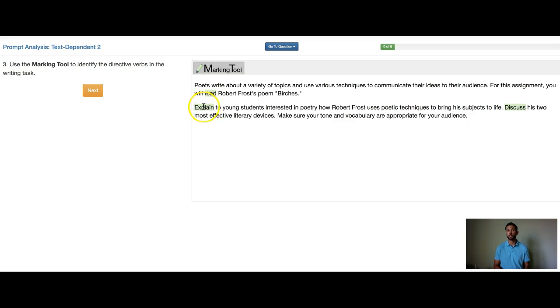So I'm not going to mark anything here, but I am going to mark discuss his two effective literary devices. I am going to mark explain to young students interested in poetry how Robert Frost uses poetic techniques, and read Robert Frost's poem. And these are your three directive verbs in the prompt.